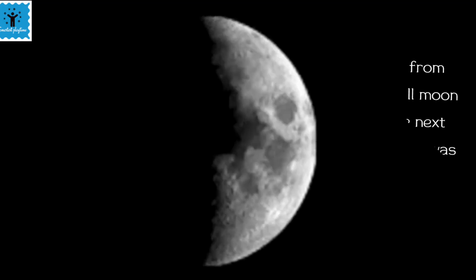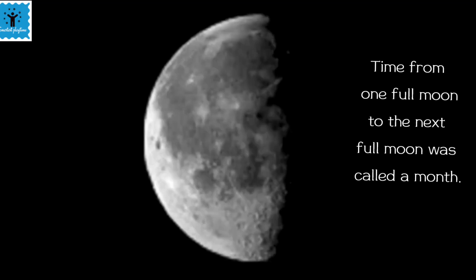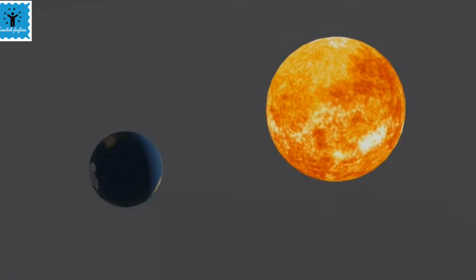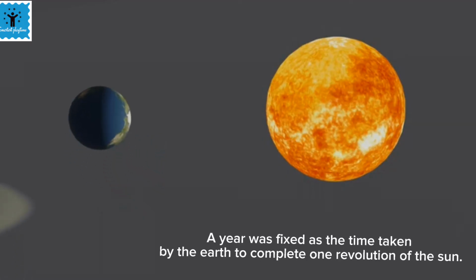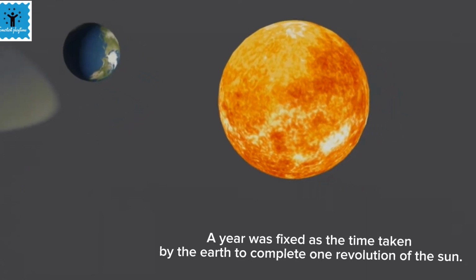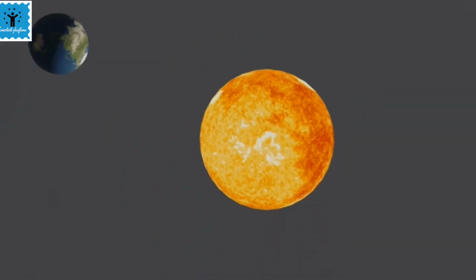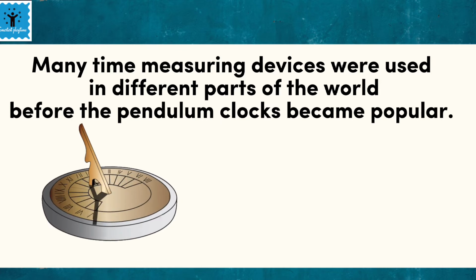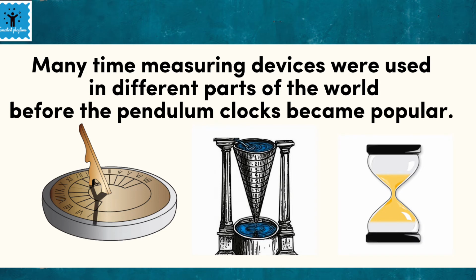In a similar manner, time from one full moon to the next full moon is called a month. A year was fixed as the time taken by the earth to complete one revolution of the sun. Many timekeeping devices were used in different parts of the world before the pendulum clocks became popular. Sundials, water clocks, and sand clocks are some examples of such devices.